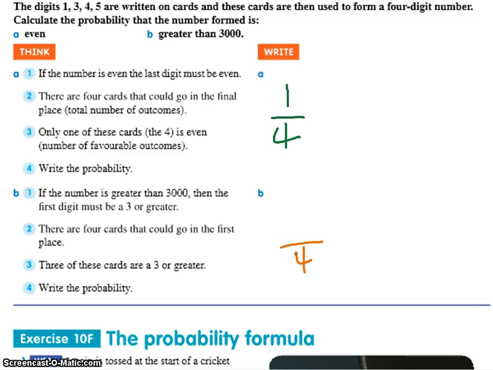No. Keep going. If the 3 was the first number, would any number you did after that be greater than 3,000? Yes. So the 3 works. If 4 was the first number, would any number after that be greater than 3,000? Yeah. Cool. If 5 was the first number, yeah. What about the 1? No. So 3 out of the 4 numbers will give you those. That make sense?